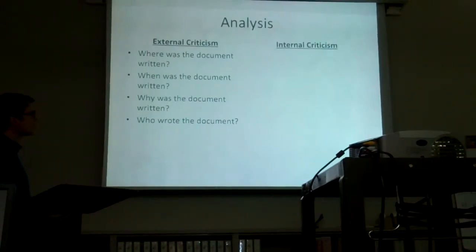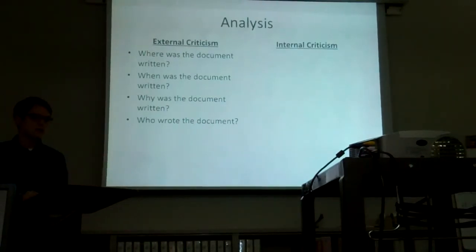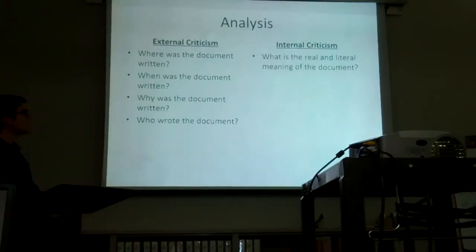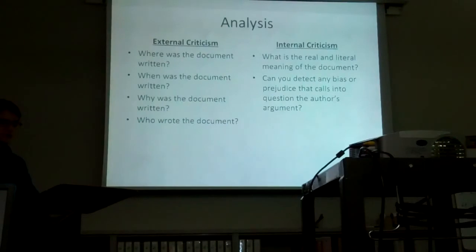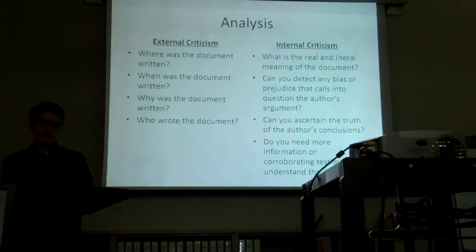Some internal criticism questions. Well, internal criticism is the process of reading and interpreting the contents of the primary source. So it's not just the specifics that are obvious with the item, but it's what you are interpreting the item to mean. These questions that fit internal criticism are, what is the real and literal meaning of the document or the object? Can you detect any bias or prejudice that calls into question the author's argument? Can you ascertain the truth of the author's conclusions? And do you need more information in corroborating testimony to understand the document?